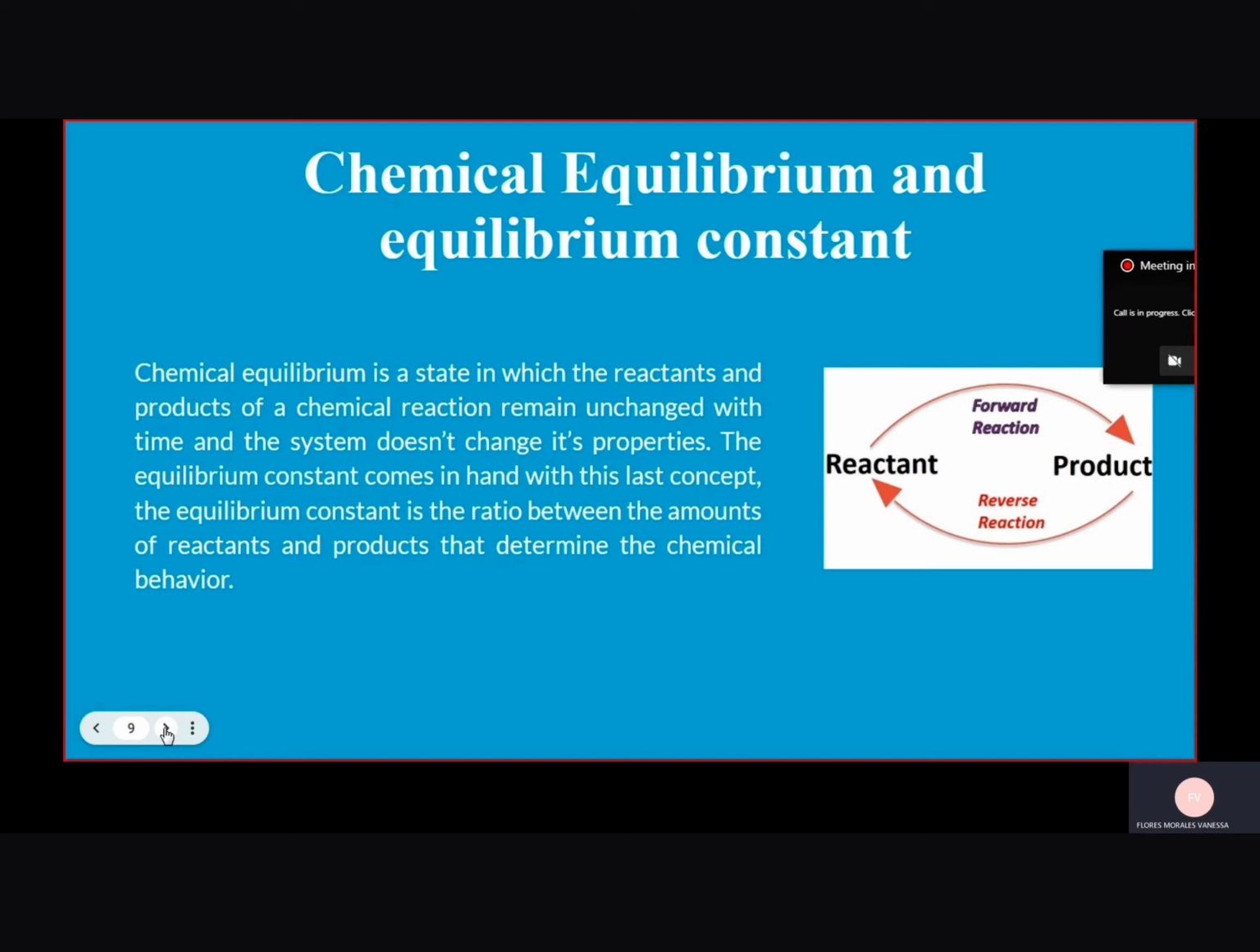So now the chemical equilibrium and equilibrium constant. The chemical equilibrium is a state in which the reactants and the products of a chemical reaction, the left side and the right side, have the same number and amount of the elements. So the equilibrium constant comes in hand with this last concept. The equilibrium constant is a ratio between the amount of reactants and the products that determine the chemical behavior.